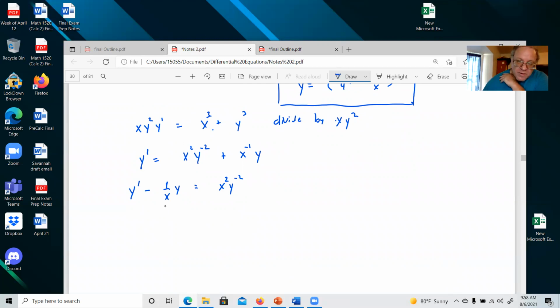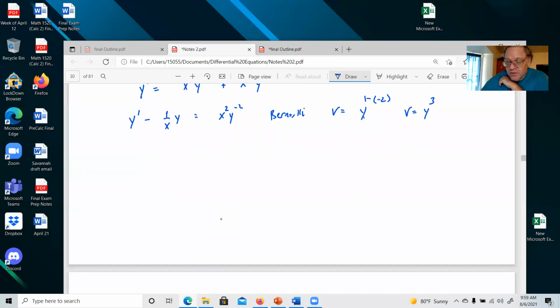Say, wait, look, we've got a power that's not a 1, so we have Bernoulli. Right, so we're going to have v is equal to y to the 1 minus -2. Okay, careful with the signs on these. If you're going to make a mistake, it's right here. So v is equal to y cubed. Here we have y is equal to v to the 1/3 power.